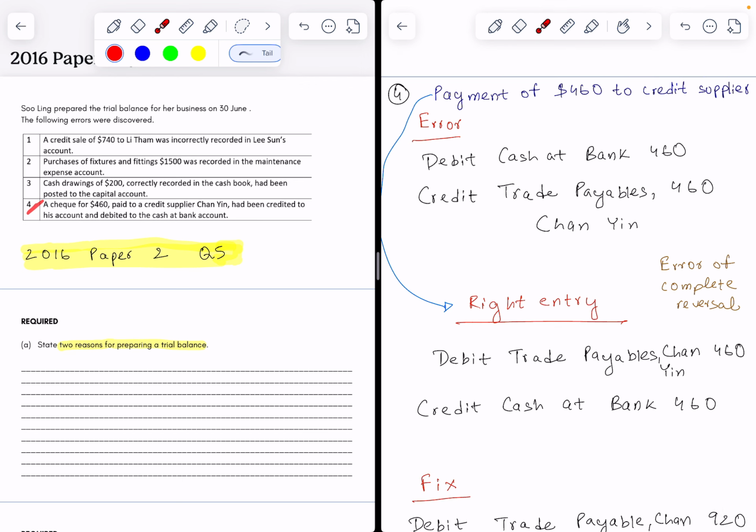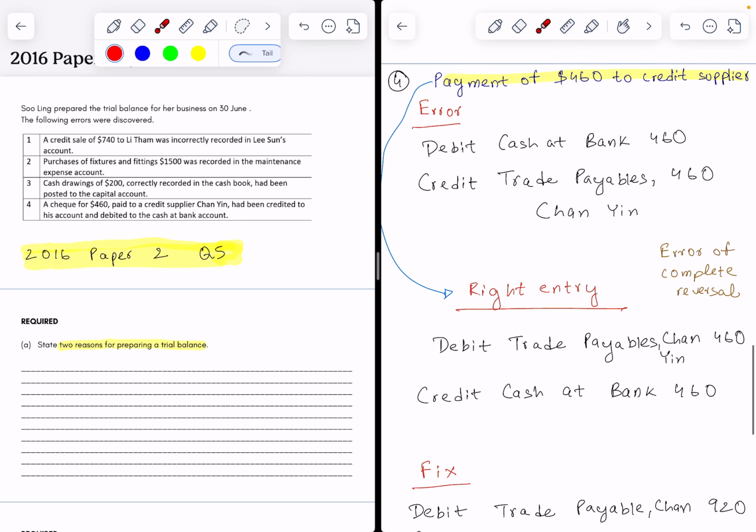A check for $460 paid to a credit supplier Shan Yin had been credited to his account and debited to the cashiered bank account. All right, so I will just make this transaction simple and you will know it makes sense. We can just call it payment of $460 to a credit supplier, right? Okay, so we had to make a payment of $460 to a credit supplier. So let's first look into the right way of recording this, okay?